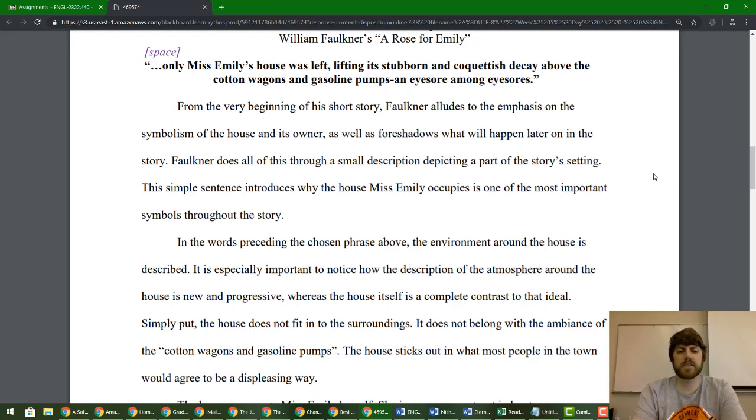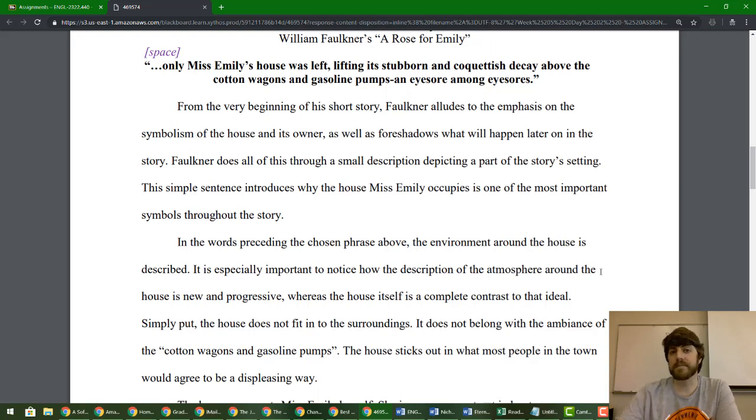And she says, in the words preceding the chosen phrase above, the environment around the house is described. It's especially important to notice how the description of the atmosphere around the house is new and progressive, whereas the house itself is a complete contrast of that ideal. Simply put, the house does not fit into the surroundings. It does not belong with the ambiance of the cotton wagons and gasoline pumps. The house sticks out in what most people in the town would agree to be a displeasing way. I was like, yeah, that's pretty standard.